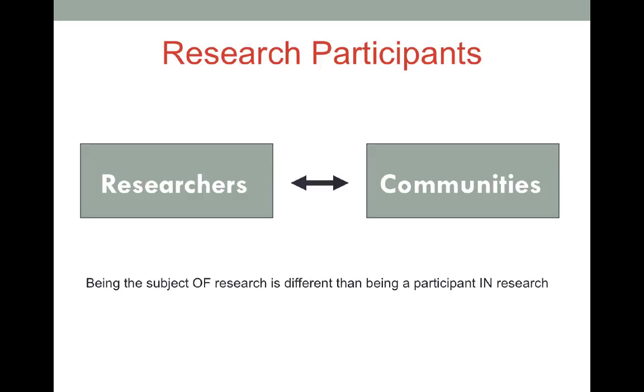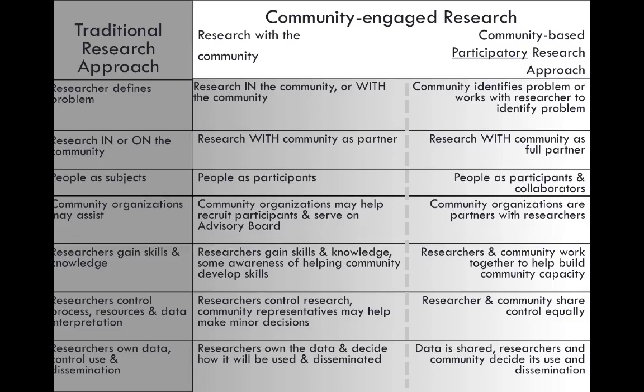So the traditional research approach is one in which the researcher defines a problem and then research is done in a community, not with a community. The people are subjects. Community organizations may or may not be involved. The researchers are the ones who gain skills and knowledge. The researchers control the process, the data, and then they also control the dissemination of data.